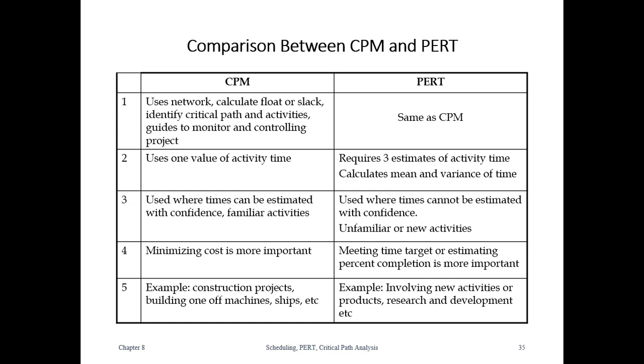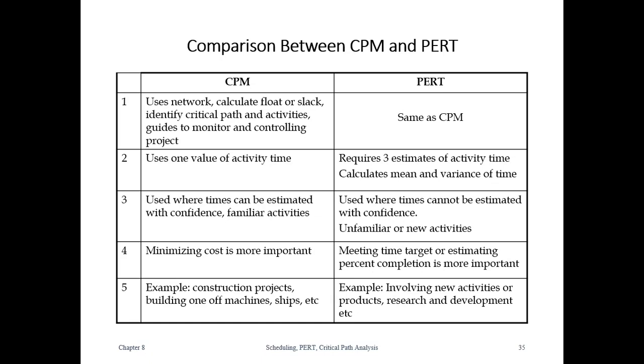Both these techniques use a network, either an AON network or an AOA network, using which we will be able to find out the time of completion of the entire project. We can also identify the critical path and the activities which are non-critical. So both CPM and PERT use the network for finding these important parameters.